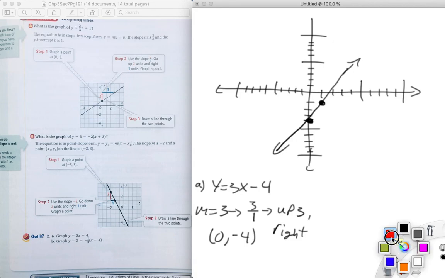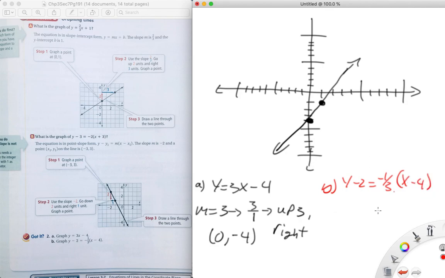Alright, so for B, I have y minus 2 equals negative 1/3 x minus 4. So I have my point, I have my x, which is 4. Actually, no, let's do the slope. Slope is negative 1/3.